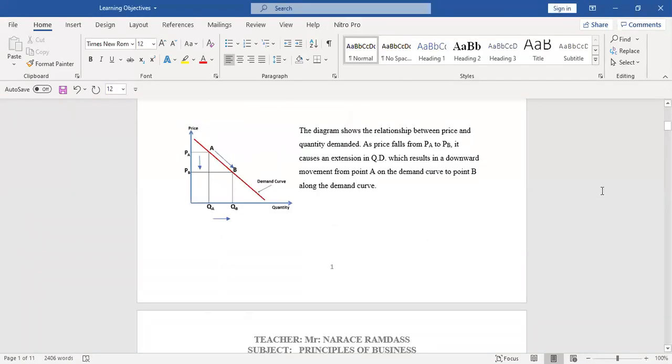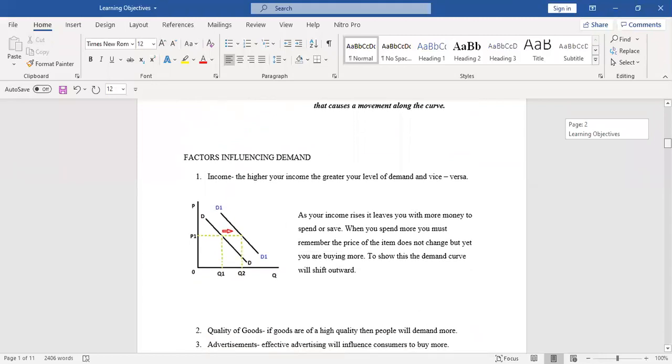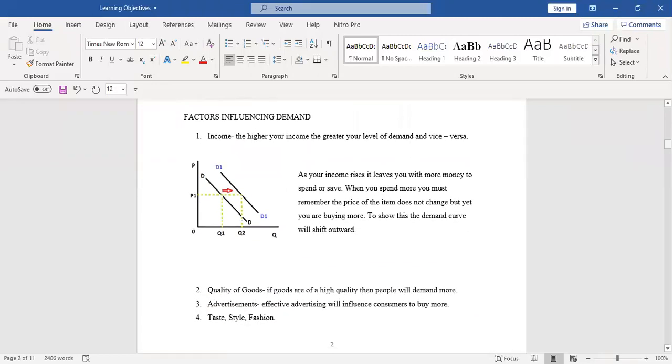We're going again. So I have another question here. We talked about the law of demand. We talked about the relationship. We're going to talk about factors influencing demand. I'm going to throw out certain scenarios here. Remember, price is the only factor that causes a movement along your demand curve. All other factors influencing demand will cause the demand curve to shift either inward or outward.